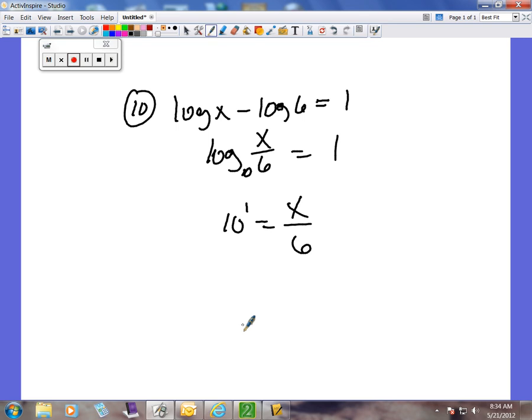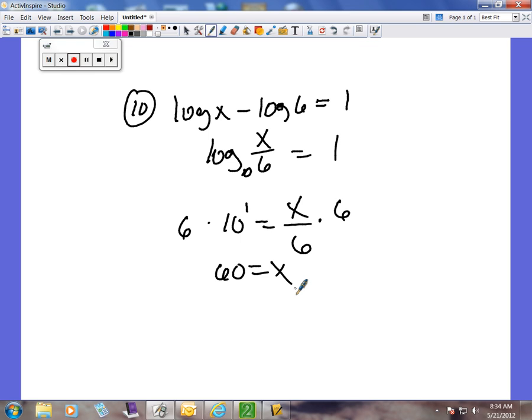Because if it's x divided by 6, what's the opposite operation of division? Or inverse operation of division? Isn't that what you're supposed to do? The inverse division. So what do we have to do to both sides? Multiply. Have you forgotten your Algebra 1 already? Multiply both sides by 6. And you'll have 60 equals x.